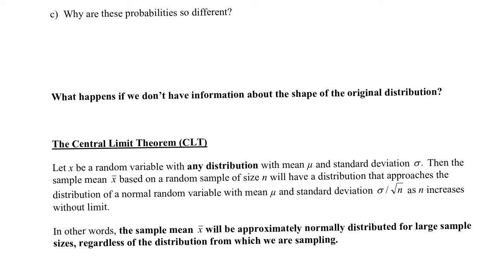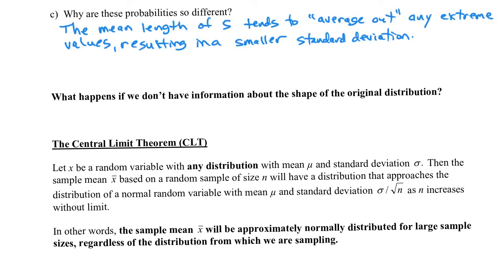Why are these probabilities so different? Well, the mean length of 5 tends to average out any individual extreme values, resulting in a smaller standard deviation. And this is reflected in the formula too. If you look at the formula, the standard deviation for x bar is the standard deviation for the x distribution divided by the square root of n, so it's going to be smaller.